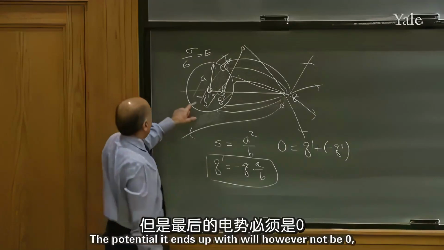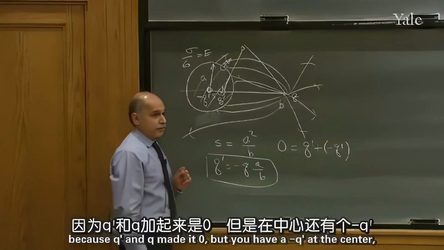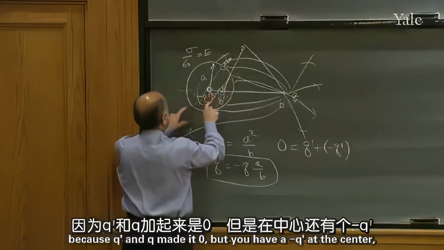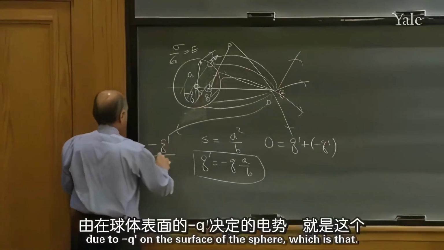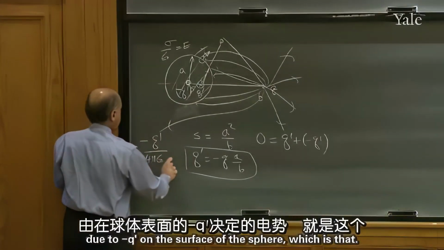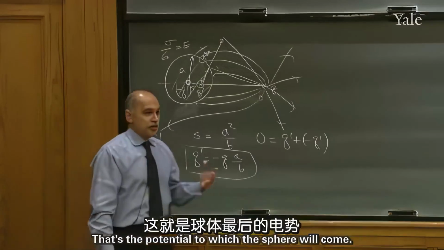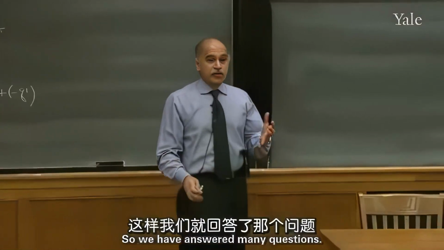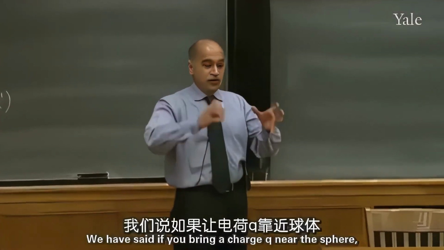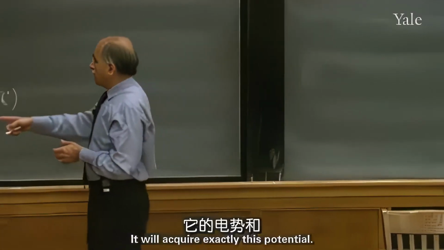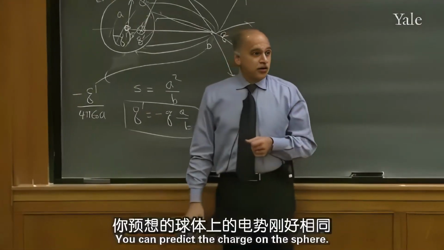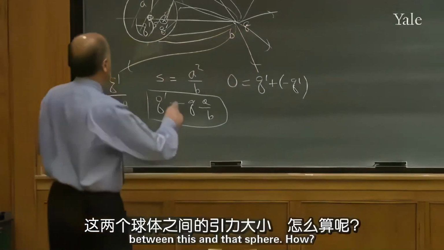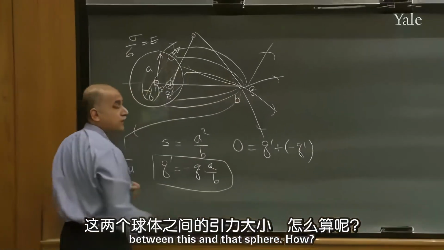The potential it ends up with will, however, not be zero, because q prime and q made it zero, but you have a minus q prime at the center. Therefore, you must find the potential due to minus q prime on the surface of the sphere, which is that. That's the potential to which the sphere will come. So we have answered many questions. We said if you bring a charge q near the sphere, what potential will it acquire? It will acquire exactly this potential. We can predict the charge on that sphere. We can predict the force of attraction between this and that sphere.